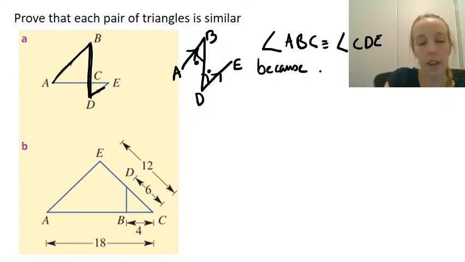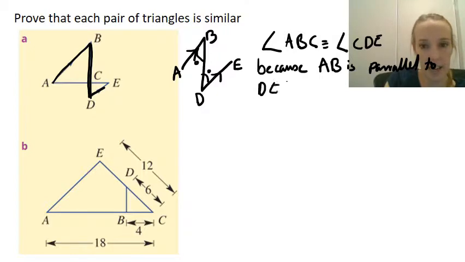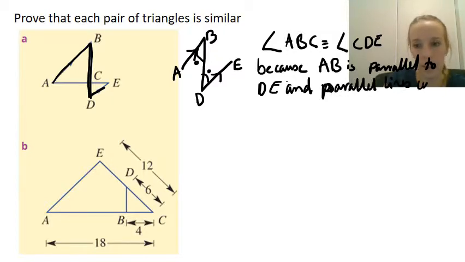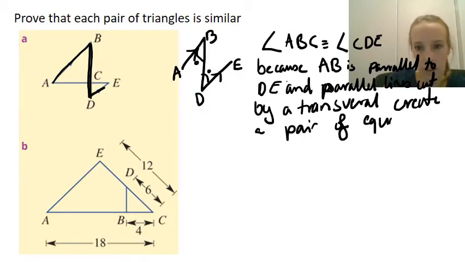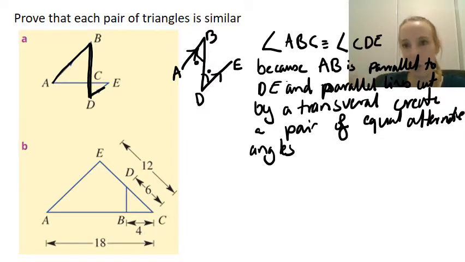because AB is parallel to DE, and parallel lines cut by a transversal create a pair of equal alternate angles. That's terrible writing. I will try to be a bit neater.